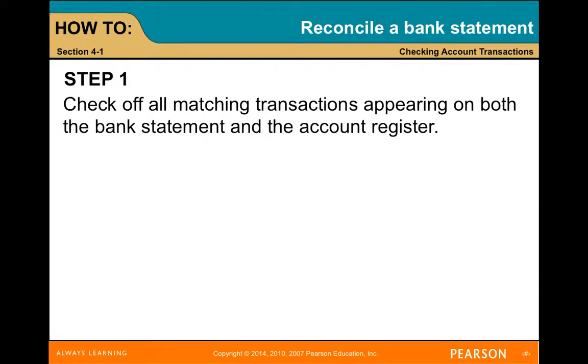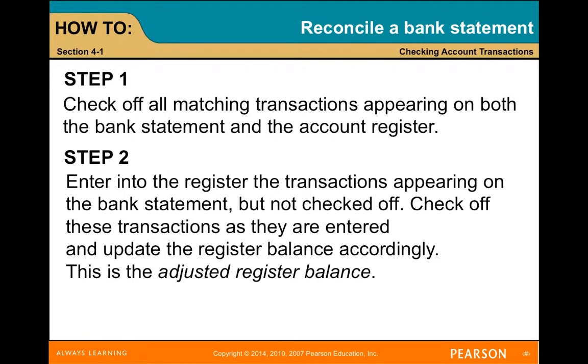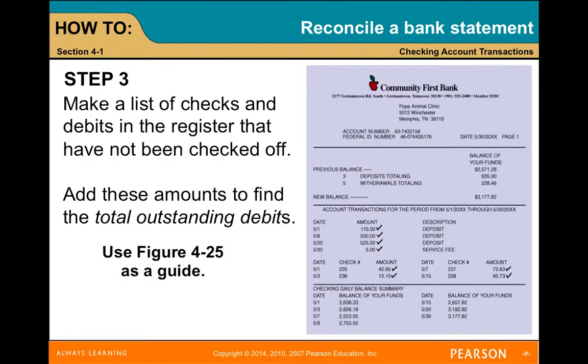How to reconcile a bank statement. The first step is to check off all matching transactions appearing on both the bank statement and the account register. The second step is to enter into the register the transactions appearing on the bank statement but not checked off. Check off these transactions as they are entered and update the register balance accordingly. This is the adjusted register balance.